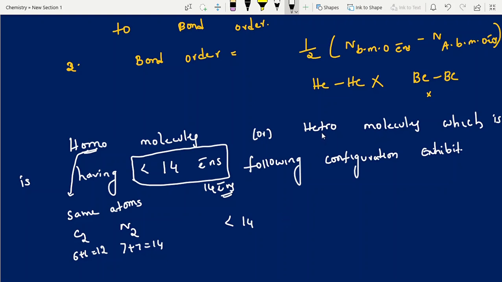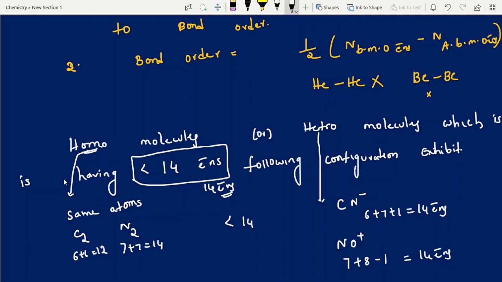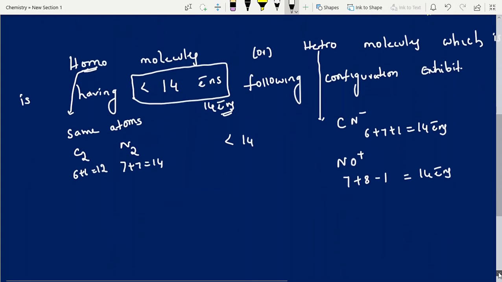Next, heteromolecule. What is a heteromolecule, students? Two different atoms. If you look at CN minus, 6 plus 7 plus 1, how many electrons, students? Yes, 14 electrons. Next, NO plus: 7 plus 8 minus 1, 7 plus 8 is 15, minus 1, 14 electrons. See, so either homo molecules or hetero molecules, all having 14 electrons and less than 14 electrons, follow the following configuration. What is that? I am writing here.